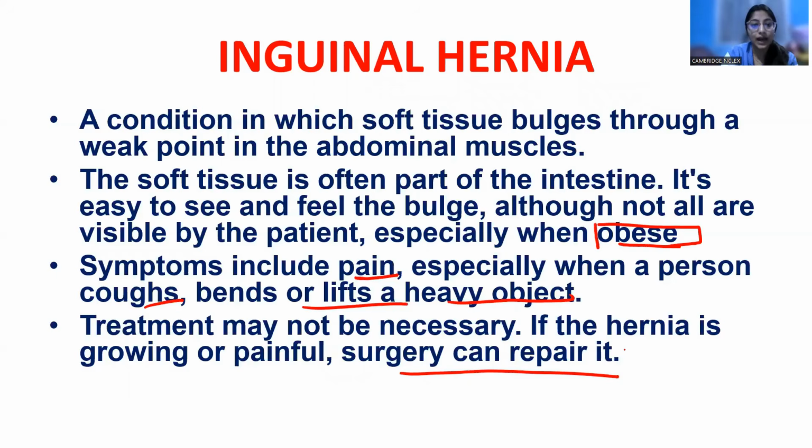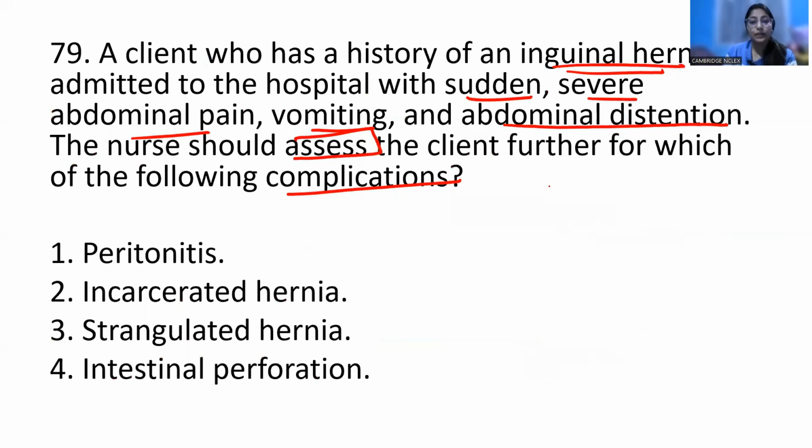Now, what are the complications? What should we look for? We have to assess the client for certain things. First is peritonitis. Now, when we talk about peritonitis, it means inflammation and infection of the peritoneal cavity. But this isn't the complication we need to assess for here. Here, the patient has an inguinal hernia. We know what's happening here. The patient's intestine has bulged out.